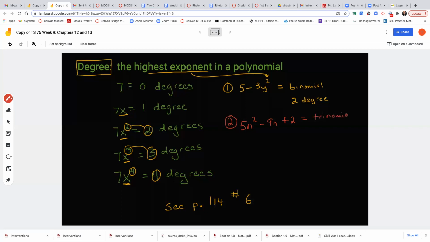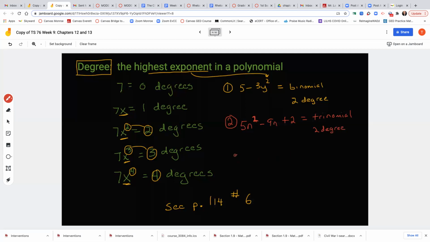It's got 3 terms in it. What degree is it to? Well, it's the highest exponent. Again, in this case, that's a funny looking 2 there, but that is a 2. It would be to the 2 degree, or degree 2. All right, let's do another one.